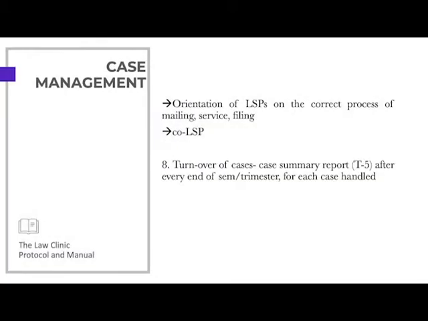There must be an orientation, or it's suggested to have an orientation of LSPs on the correct process of mailing, service, and filing. And for turnover of cases, which is also another part of the case management for the traditional law or legal aid, there must be a case summary report, or T-5, that's the form that we use, after the end of every semester or trimester for each case that is to be handled.